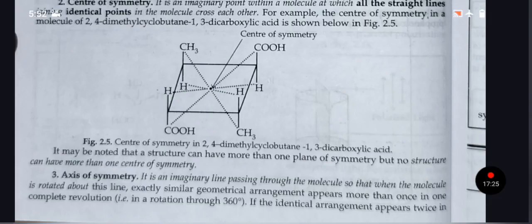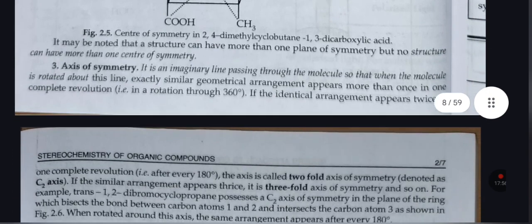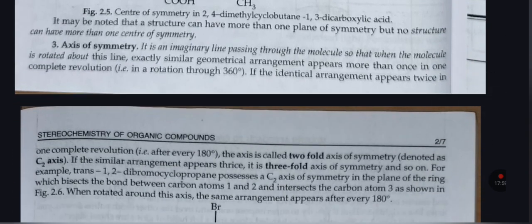Second, center of symmetry. It is an imaginary point within a molecule at which all the straight lines joining identical points in the molecule cross each other. For example, the center of symmetry in the molecule of 2,4-dimethylcyclobutane 1,3-dicarboxylic acid is shown below in figure 2.5. It may be noted that a structure can have more than one plane of symmetry, but no structure can have more than one center of symmetry.